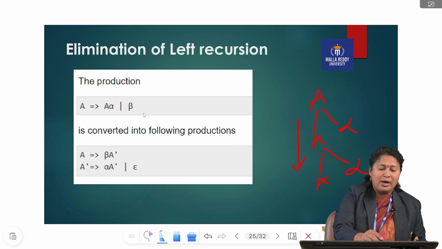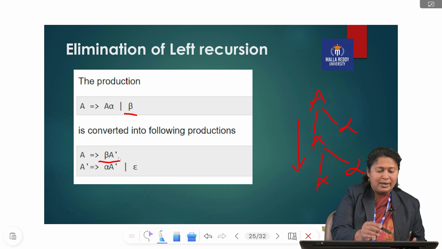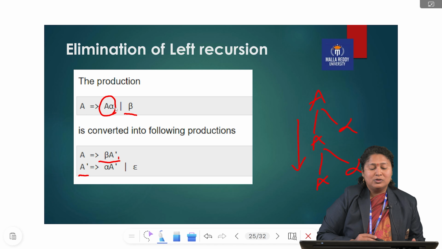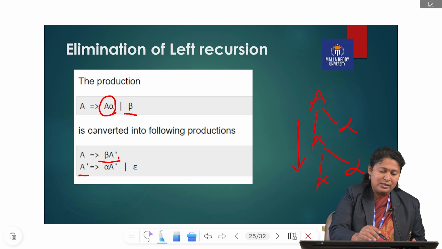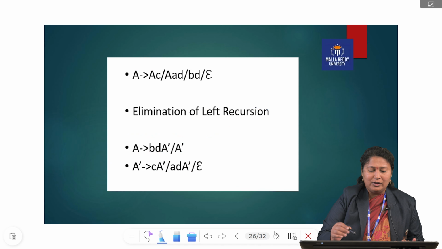Take the productions you have without this A, and add A complement. Without A, I have this production: A tends to beta A complement. Next, for this A complement, what productions have A, you select that one. That is this A alpha. Now avoid that A and take the remaining string, which is alpha. To that, just add A complement and an epsilon here. When you substitute this, you should get the same thing. The meaning should not change. In that way, we eliminate the left recursion.